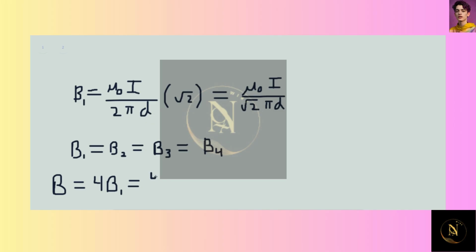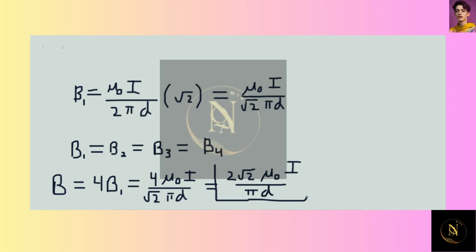So this is 4 times mu naught times I divided by root 2 times pi times D. We're really close to what we were asked to prove, but 4 over root 2 is the exact same thing as 2 root 2. So this is 2 times root 2 times mu naught times I divided by pi D. And this is what we were asked to show. So this is the solution to our question, and we can go ahead and box that in.